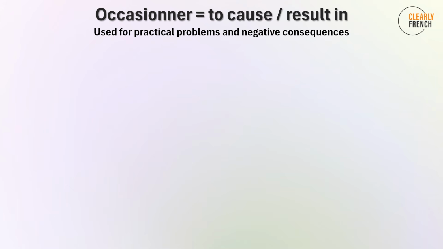Now, these next two are a little bit more formal and more advanced than the previous ones. You don't have to use them. However, it's nice to know what they mean because you will hear it on the news or you will see it written down. So, occasionner is to cause or to result in, and it's used for practical problems and negative consequences.